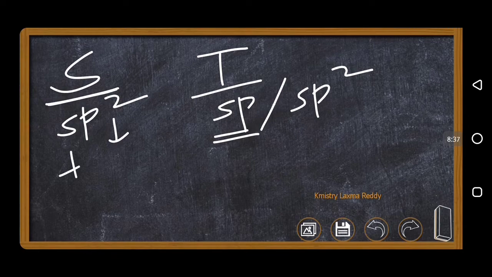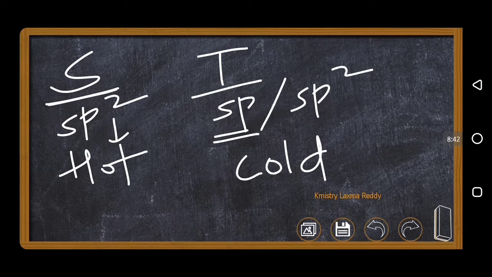Singlet is hot carbene, that means less stable. This is cold carbene, so it is more stable. This is about the carbenes.